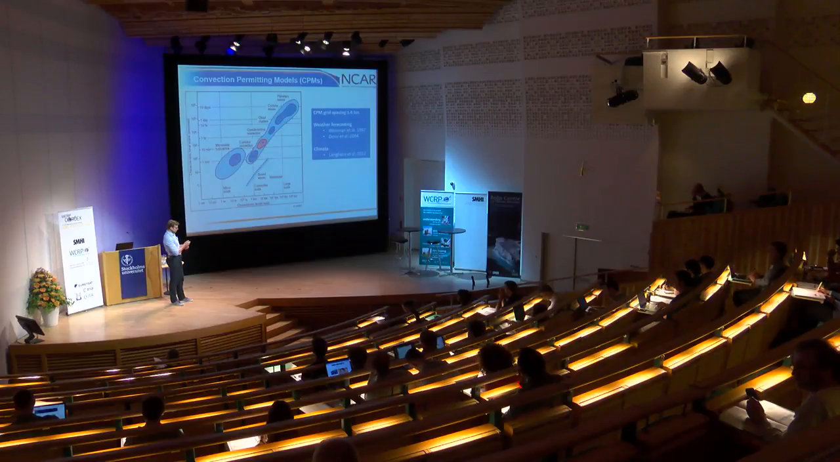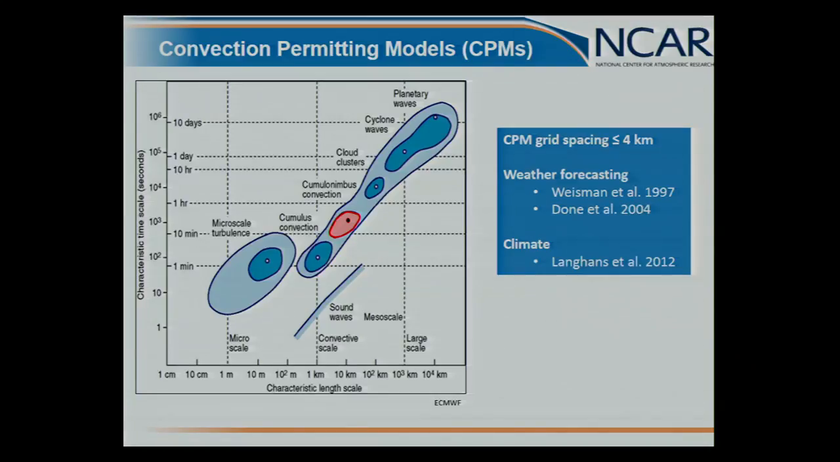The phenomenon that we are interested in resolving in our models is this guy here. So this is deep convection, cumulonimbus convection. And in fact, in our state-of-the-art GCMs, and also if we look at something like the high-resolution CORDEX simulations, we are not able to resolve this process explicitly. So what we have to do is parameterize this deep convection. And deep convection parameterizations are a major source of errors and uncertainties.